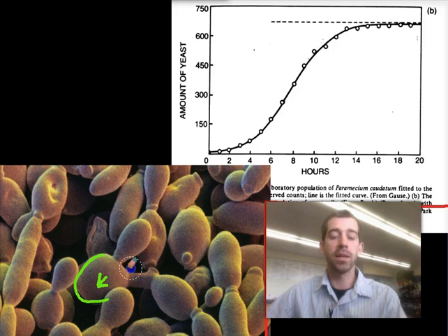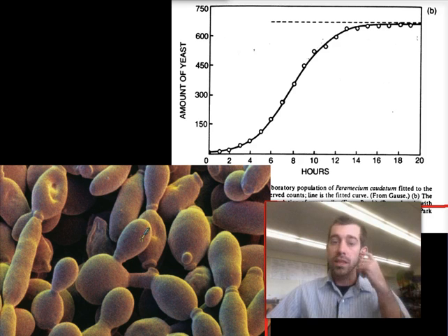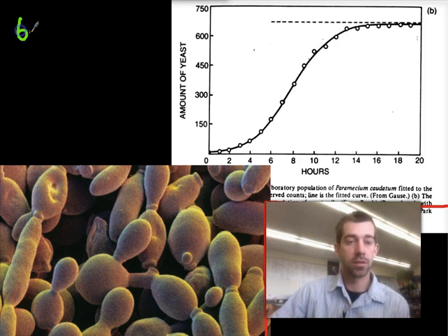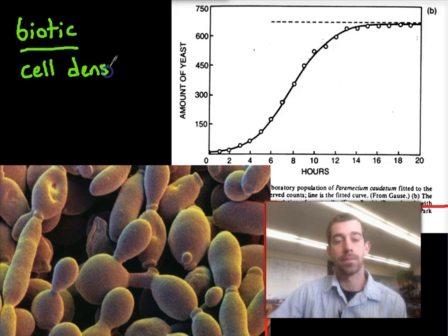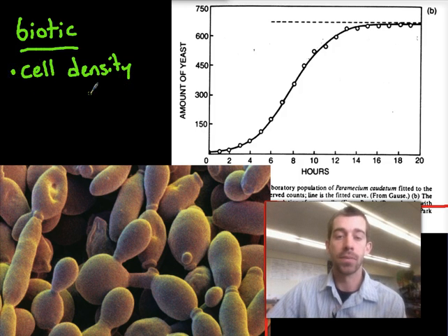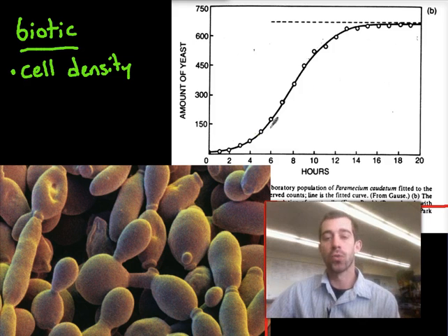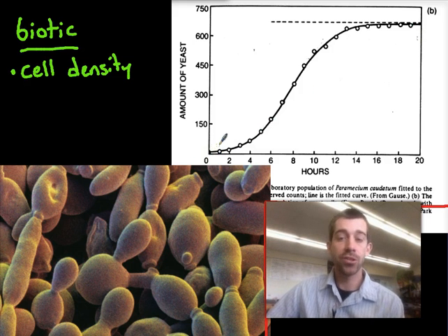And so if we think about the biotic and the abiotic factors that affect this, one of the biotic factors that is always going to affect cells is what we call cell density. So that's just how many cells are in the area. And if you look at this graph, this kind of gives us a good idea. We're growing yeast on a petri dish here and counting basically how much yeast there is for each hour.